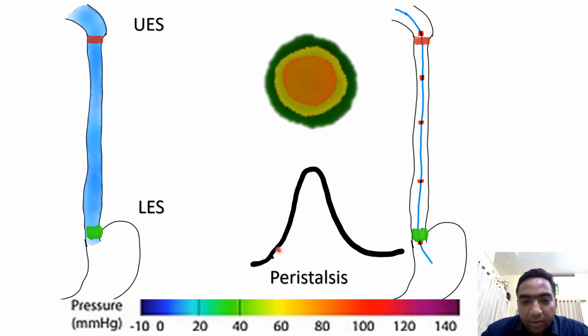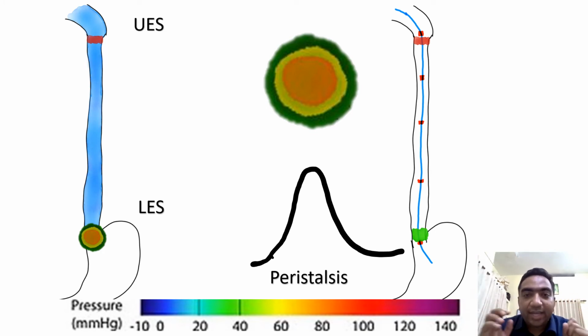When the amplitude of the pressure rises, the blue becomes green, rises again, it becomes yellow, rises again, it becomes red. And when it goes down, it becomes yellow again, then green, and then it comes back to the normal blue color. So the peristaltic wave will appear in this color in esophageal manometry. The peristaltic wave goes down from the upper esophageal sphincter to the lower esophageal sphincter.